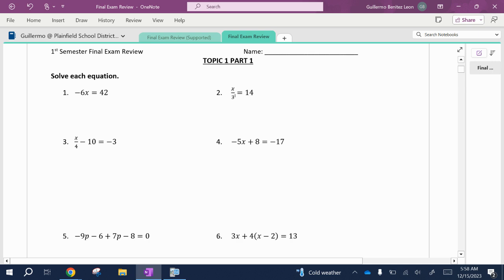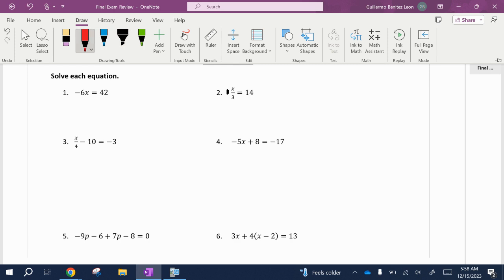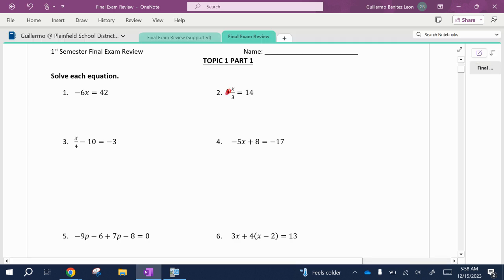Starting with number two. Number two is just a one-step equation. I know it's been a while since we've seen something like this. The equation x divided by 3 equals 14. I know when I solve an equation, I got to get x by itself. So my goal is to get rid of the divided by 3. Well, when we solve an equation, we do the opposite. So what's the opposite of dividing by 3? The opposite is times 3. So I'm going to multiply this by 3. What I do on one side, I do to the other, and that gets me x equals 42.